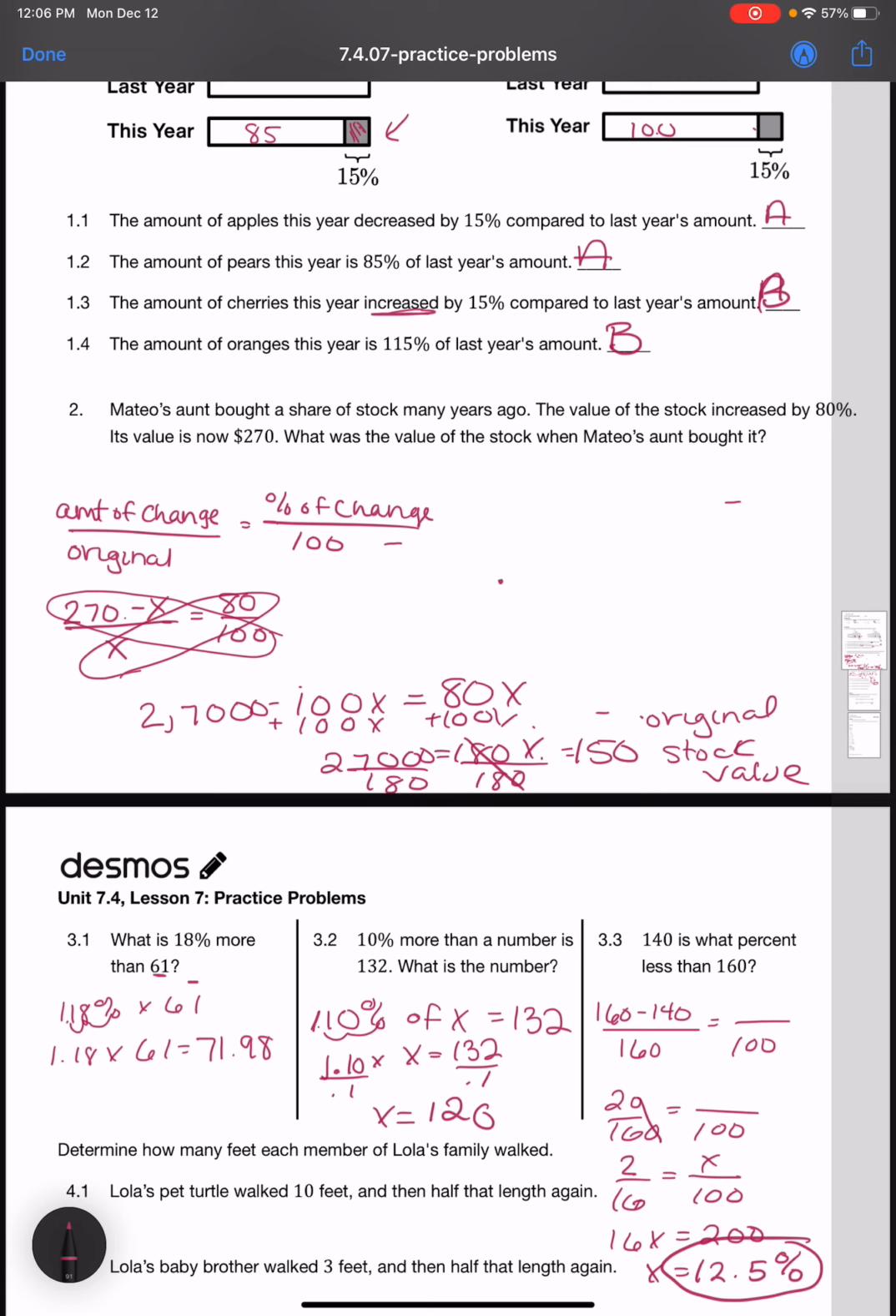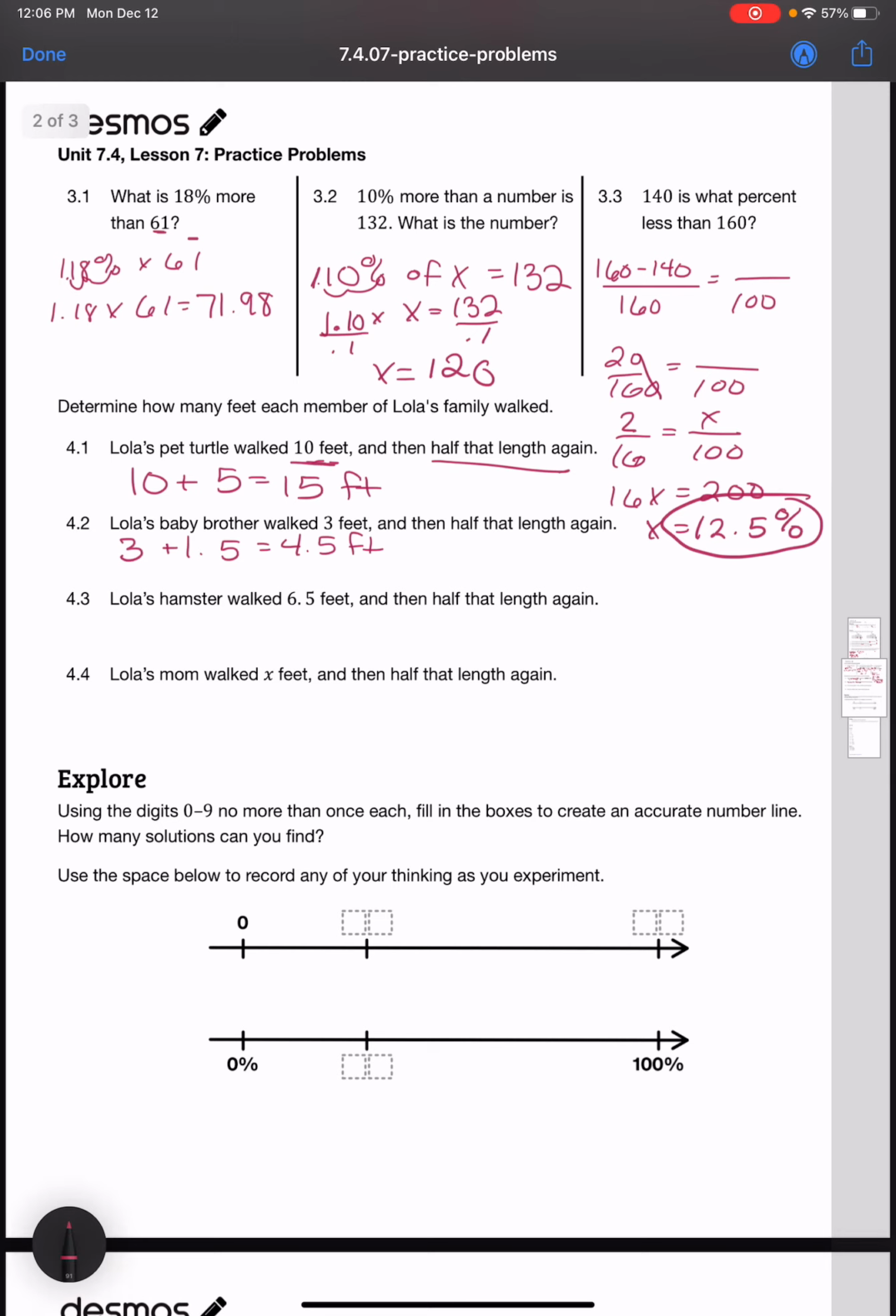Determine how many feet Lola's family walked. Lola's pet turtle walked 10 feet, then half that length again. So 10 feet plus half of that is 15. Lola's baby brother walked 3 feet, and then half that length again, which would give you 4.5 feet. Moving on. Lola's hamster walks 6.5 feet and then half that length again. So she walks 6.5, and half of that would be 3.25, so 9.75 feet. Now Lola's mom walked x feet and then half that length again. So that would give her 1 1/2 x feet, or 1.5x feet.